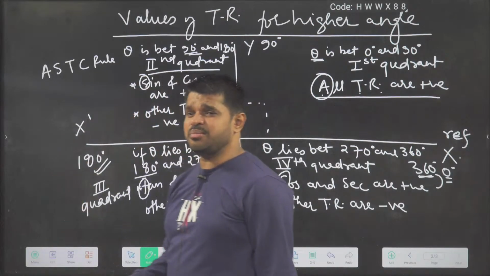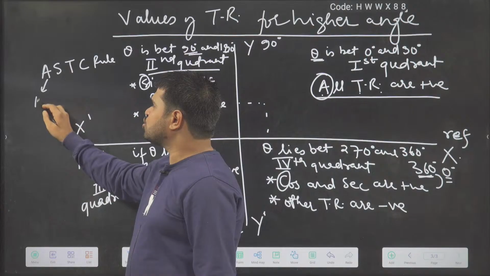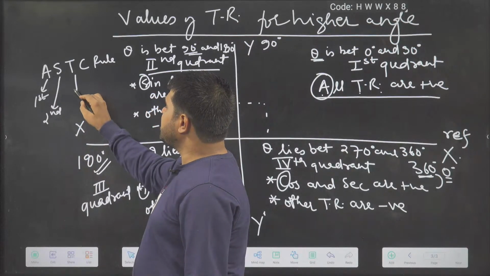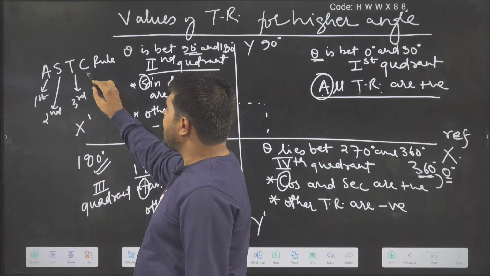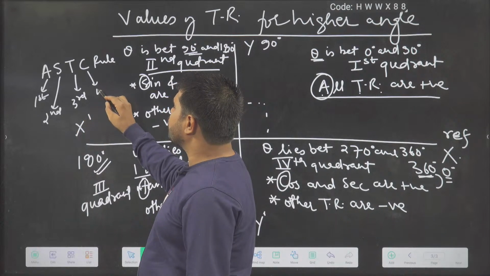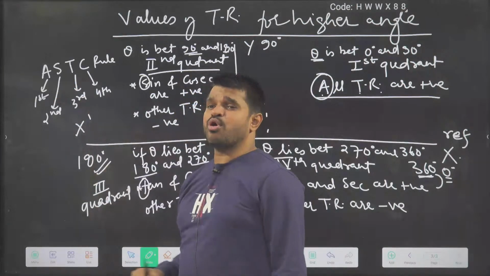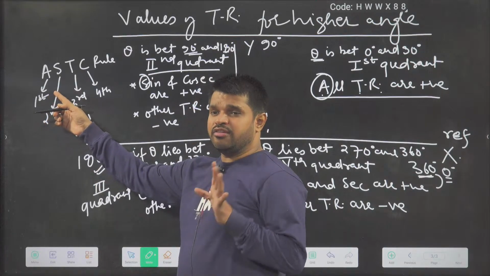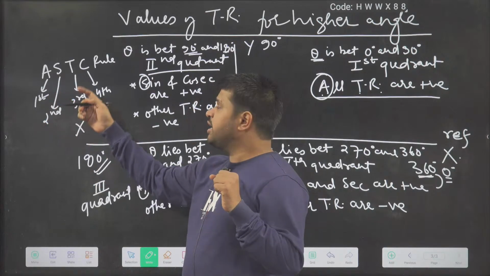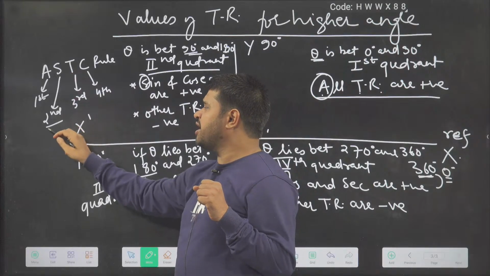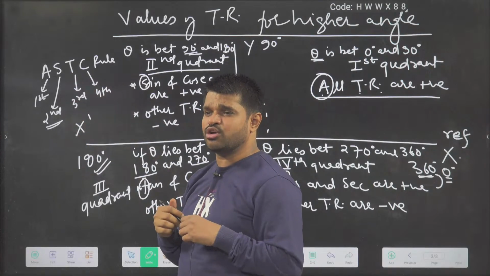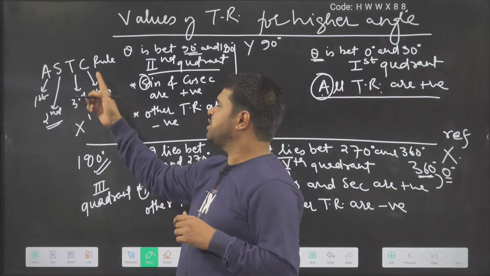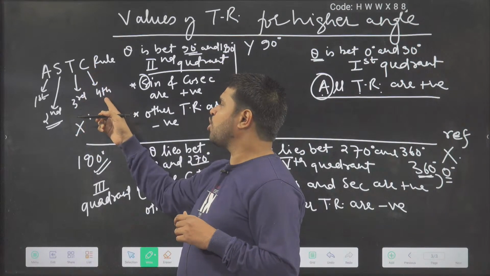A, S, T, C means: A means all, for the first quadrant. S means sine, for the second quadrant. T means tan, for the third quadrant. And C means cos, for the fourth quadrant. So these are positive in the first, second, third and fourth quadrant. In the first quadrant, all ratios are positive. In the second quadrant, sine is positive, so its reciprocal cosec is also positive. In the third quadrant, tan is positive. In the fourth quadrant, cos is positive.